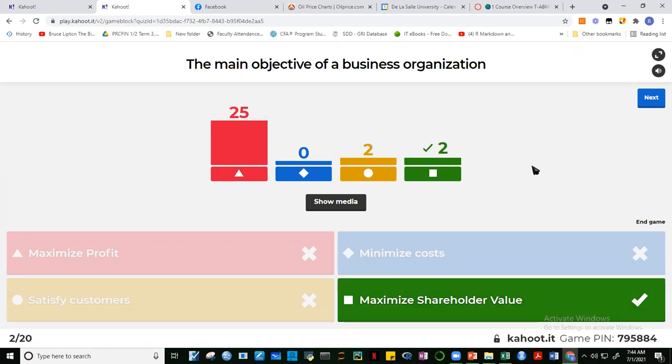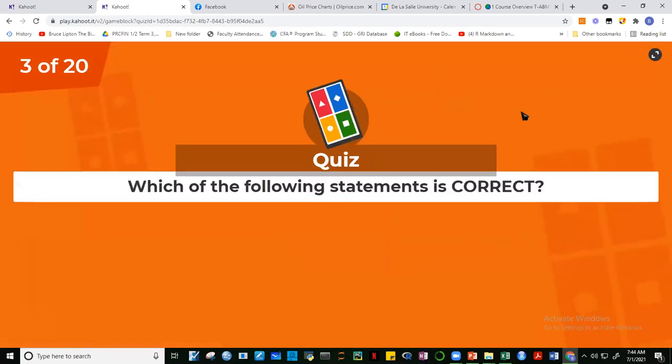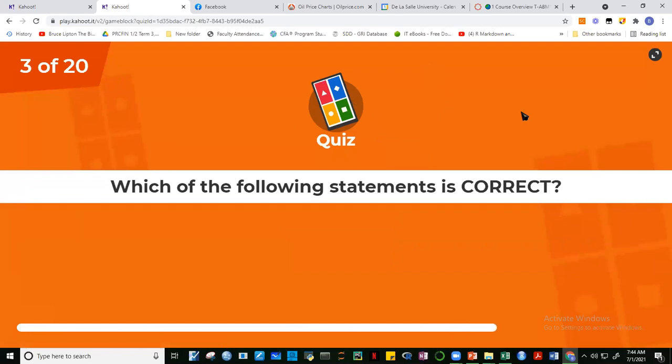So 2 of you got it? So Theo's still number 1. Okay, so we have some movements now. So let's go to the next question. Next question. Which of the following statements is correct?